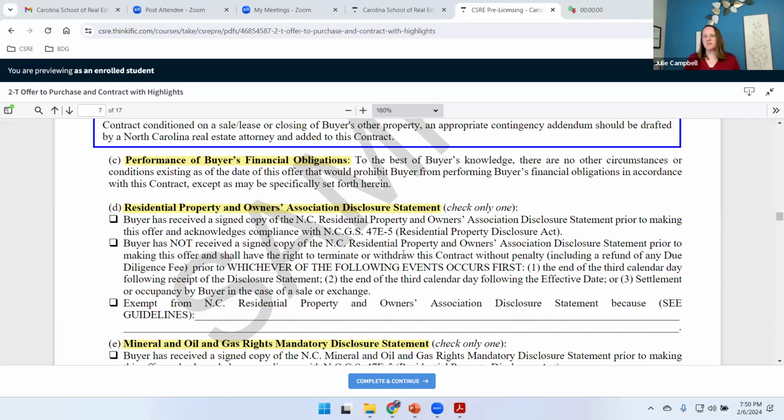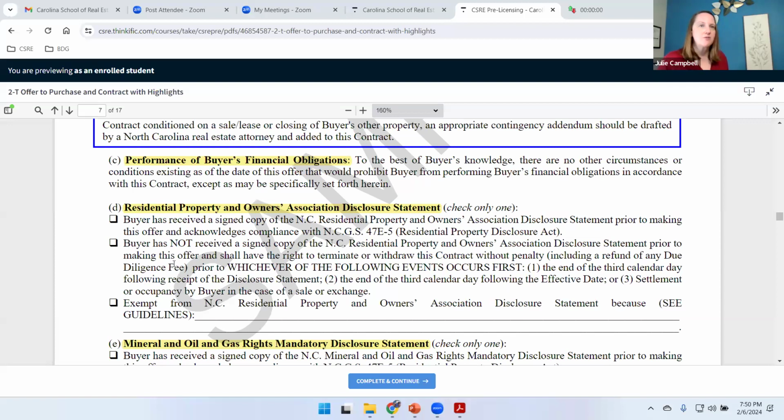Then the buyer has to represent if they have or have not received the Residential Property and Owners Association Disclosure Statement, also known as the RPODs that we talked about in Unit 8. So the buyer has received a signed copy of the RPODs per this North Carolina General Statute. You can Google that and look at it if you want to. Or the buyer has not received a signed copy prior to making this offer and shall have the right to terminate or withdraw this contract without penalty, and that would include them getting their due diligence feedback.